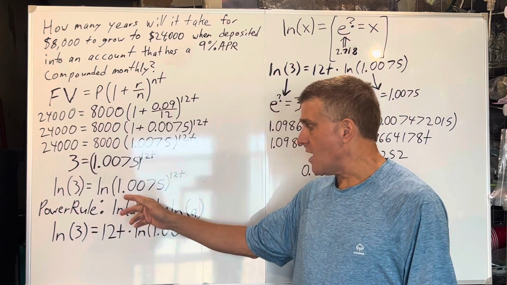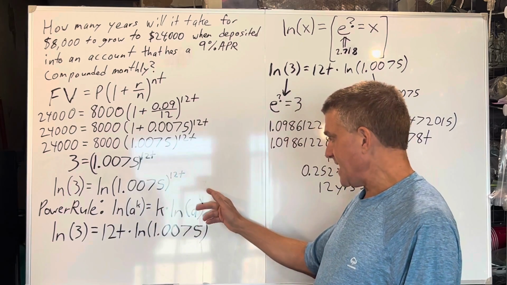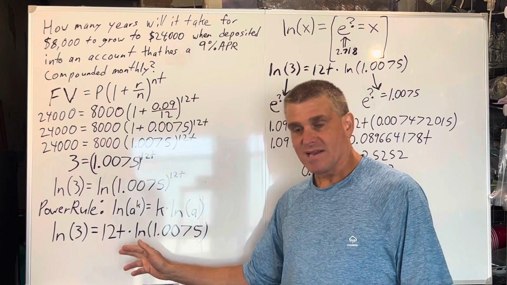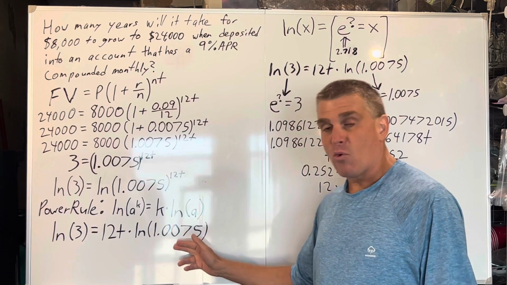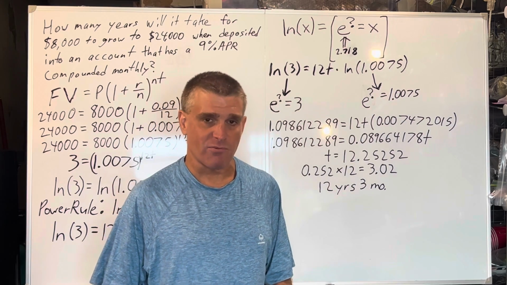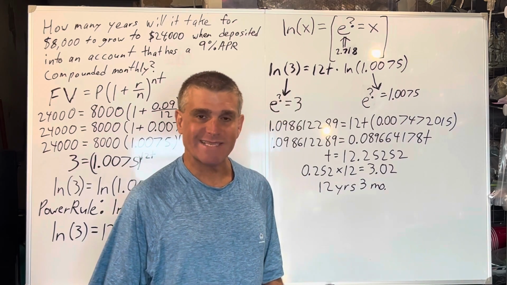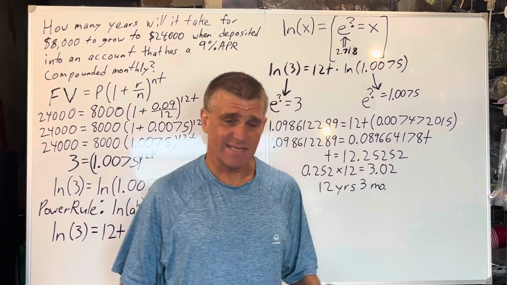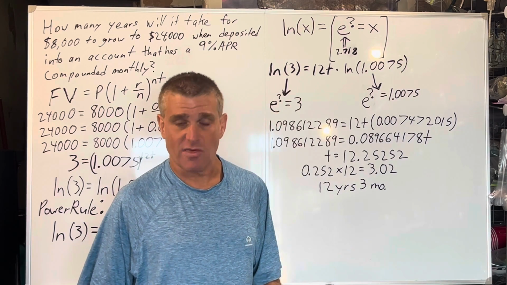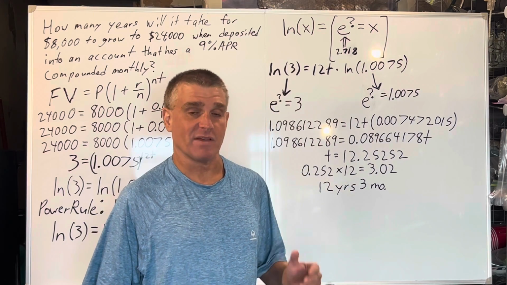So the natural log of 1.0075 to the 12t equals, through the power rule, 12t times the natural log of 1.0075. E is a mathematical constant that's used to solve problems involving growth and decay. E is approximately 2.718. E can be thought of in the same way that pi is a mathematical constant of approximately 3.14 that's used to solve problems involving circles.